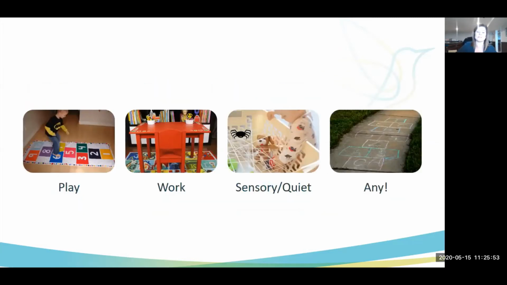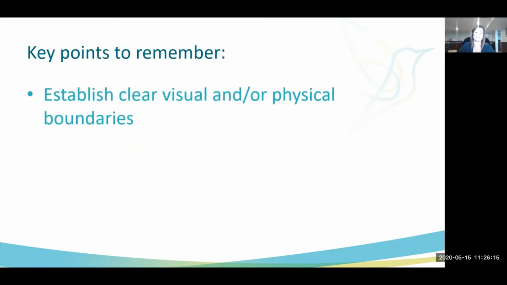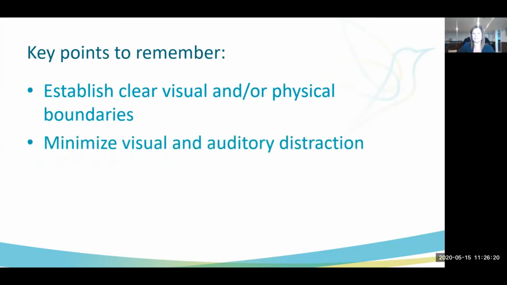So here are some examples of how you can add physical structure at home. Play areas, work areas, your quiet, calm areas, or areas where your child is able to interact with sensory activities. Any area in your home you can use that your child interacts with. Key points to remember are to establish clear visual and physical boundaries. Minimize visual and auditory distraction, particularly when you're first introducing physical structure or the work system. You want to make sure that your child can focus on what you're trying to teach.